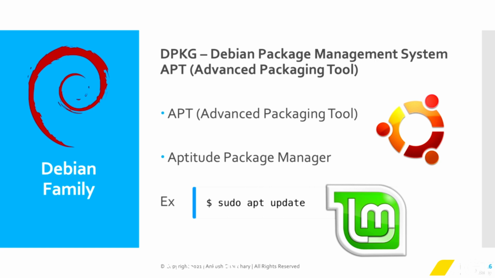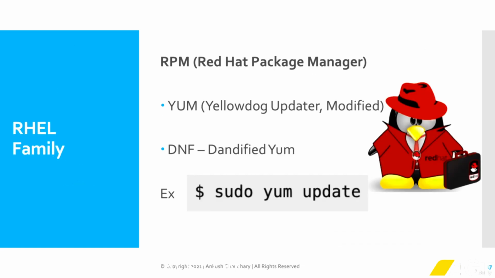Okay, let's have a look at other families. Let's see the Red Hat family. The Red Hat family mostly uses RPM, or Red Hat Package Manager, or they might also use yum, that is Yellowdog Updater Modified. These are the famous package tools which the Red Hat family uses. Let's say you want to update your Red Hat system. What you will do is write a command like sudo yum update, and that will update your system.